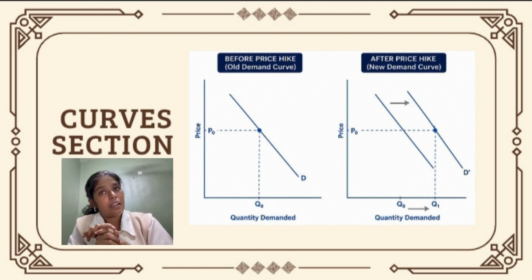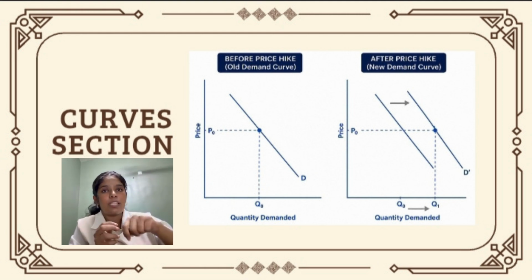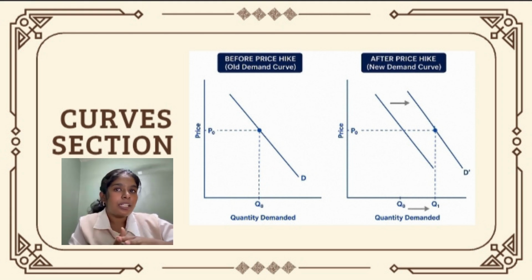And then on the right graph, after the price hike, the demand curve shifts to the right from D0 to D1. At the same price P0, the quantity demanded increases from Q0 to Q1. This means consumers are willing to buy more even after the price increase, so demand has increased.